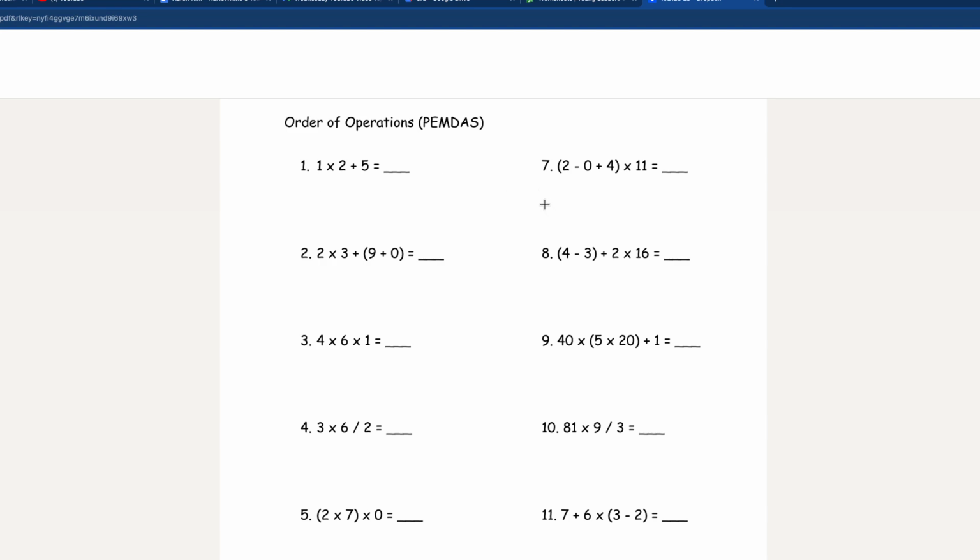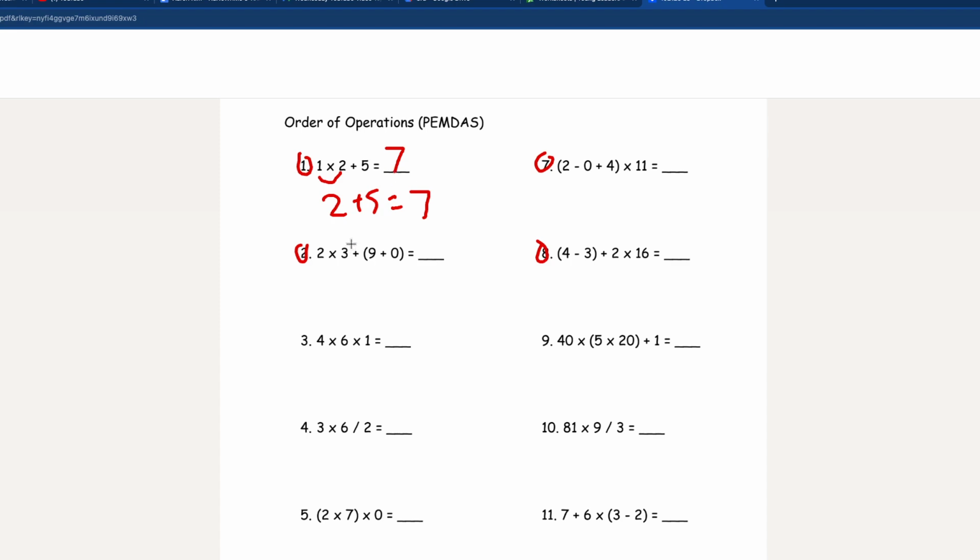We're going to do a couple of these problems. Let's do 1, 2, 7, and 8. So 1 times 2 plus 5. Are there parentheses? No. Exponents? No. Multiplication? Yes, 1 times 2, so we multiply that. 1 times 2 is 2, so we're left with 2 plus 5. Is there division? No. Addition? Yes. So 2 plus 5 is 7. So 7 is the final answer for number 1.